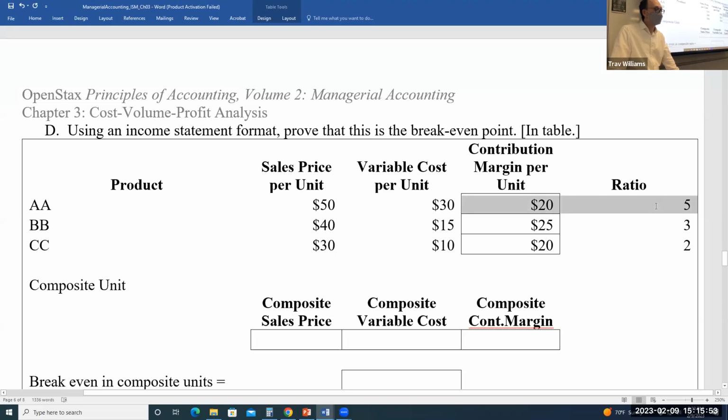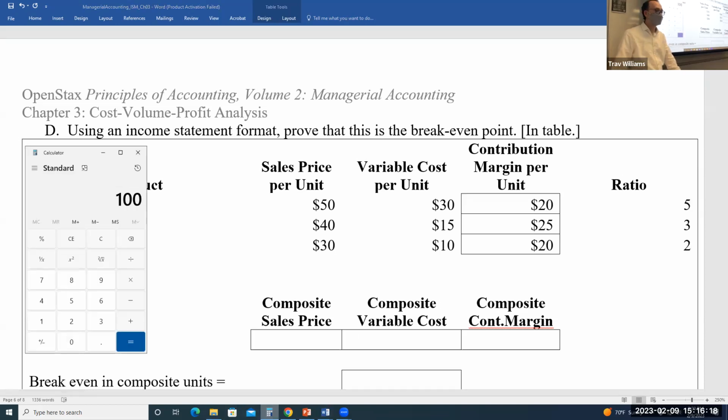We would multiply $20 times 5. If you want, you can make an extra column to keep track of this. Let's see if we could just do it mentally though. 20 times 5 is 100. 25 times 3 is 75. And 20 times 2 is 40, right? So we have $100 plus 75 plus 40. So our contribution margin per composite unit is going to be $215.